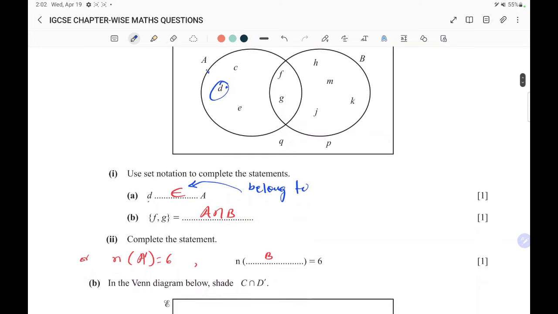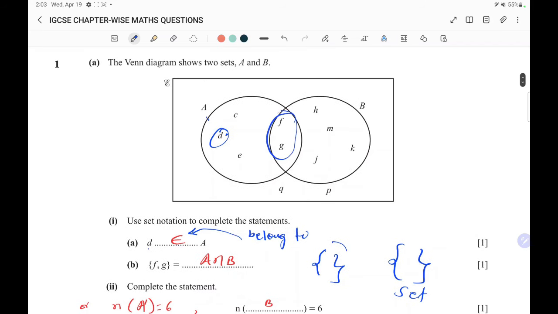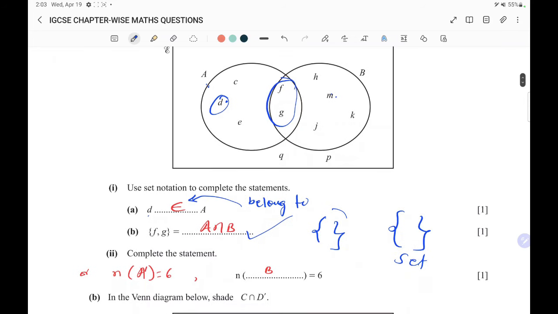D belongs to A. Now this is a symbol of set. So F comma G, and when it comes to this curly bracket, it means this is a set. So this is set FG. FG is this set, which is the intersection of A and B. So here it is A intersection B.